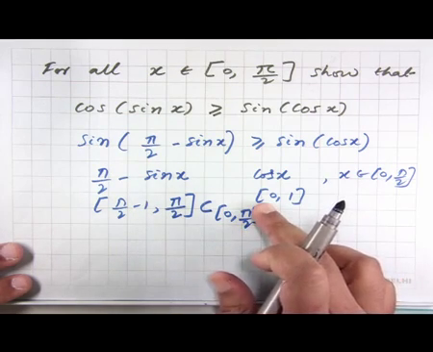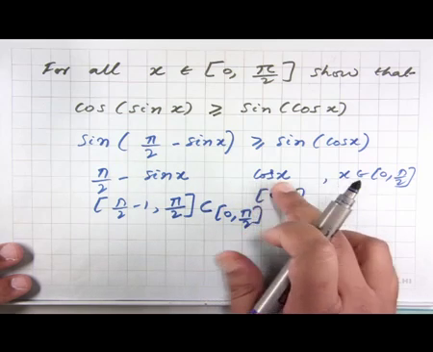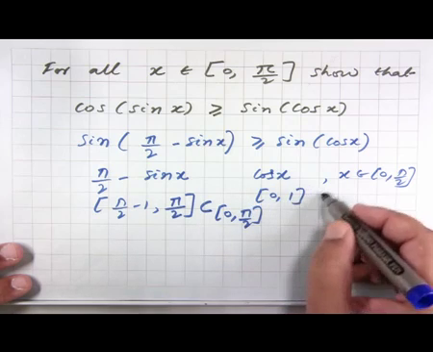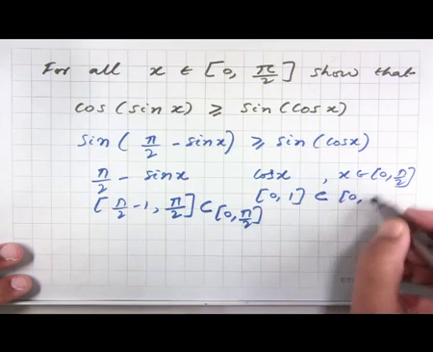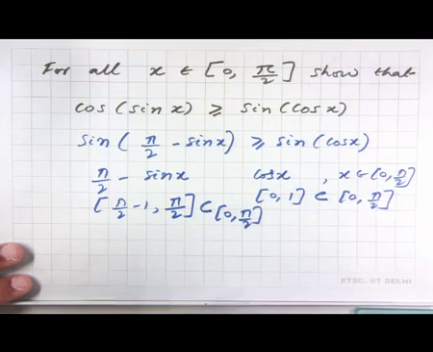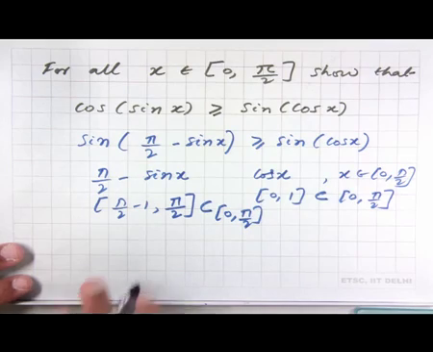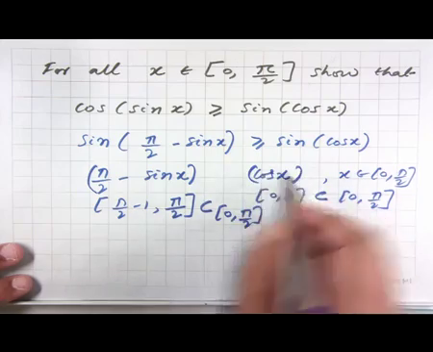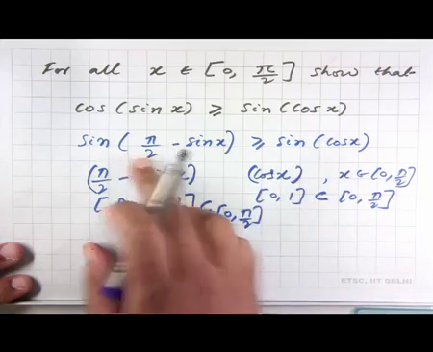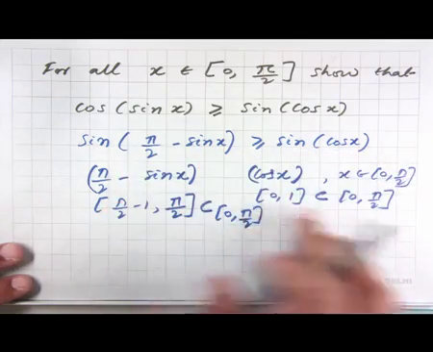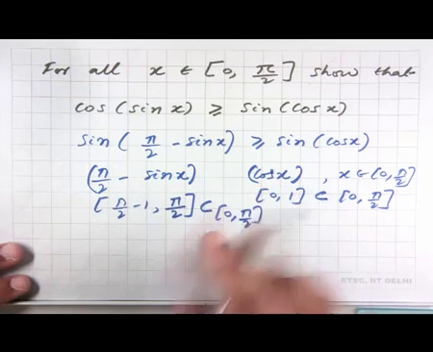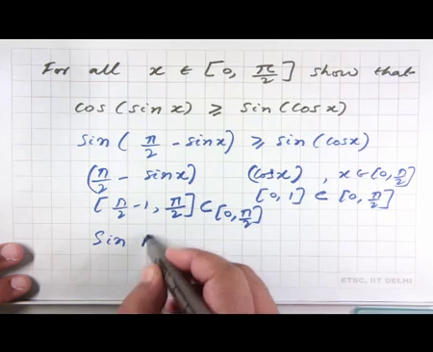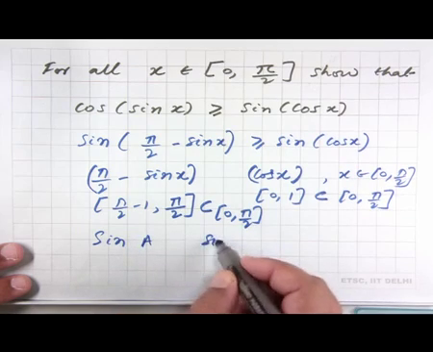The set of all values taken by cos x, between 0 and 1, is also a subset of the interval 0 to pi by 2. So, this tells us that both pi by 2 minus sine x and cos x, which are the arguments here, belong to the interval 0 to pi by 2. So, essentially we have something of the form sine of a and sine of b.